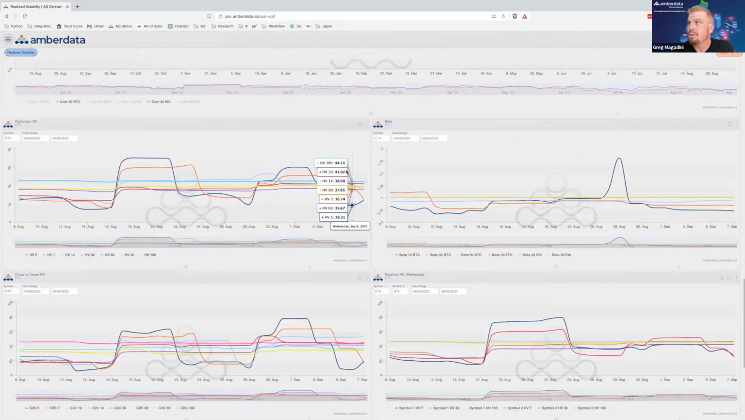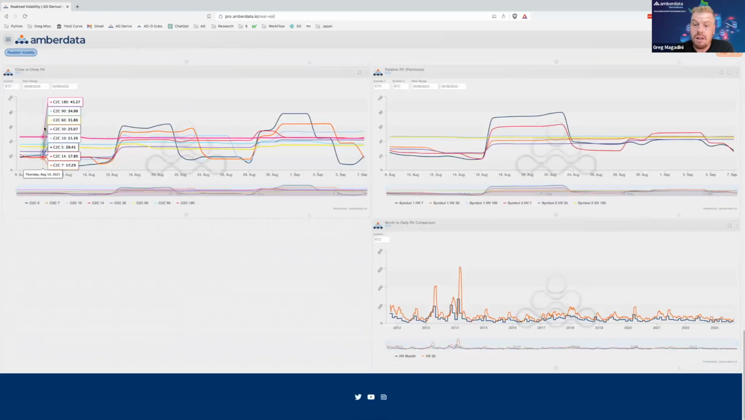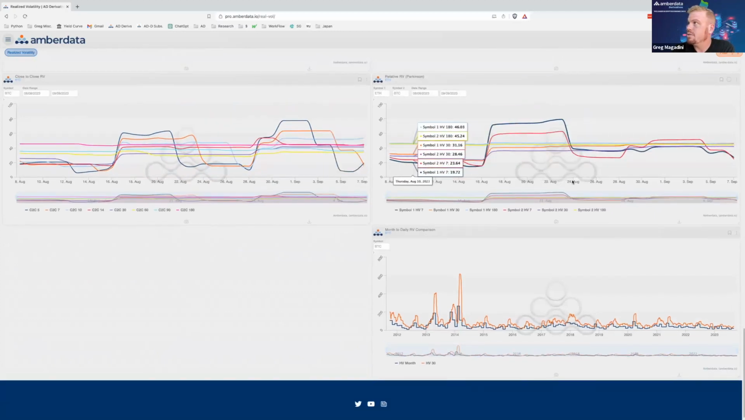Same types of charts here below. Here's a beta chart, so just a slightly different calculation versus correlation, but very similar type of thing. Here we can see the Parkinson realized vol over time. Here I can see the close to close realized vol over time. And then here I can compare two Parkinson vols between two coins over time.